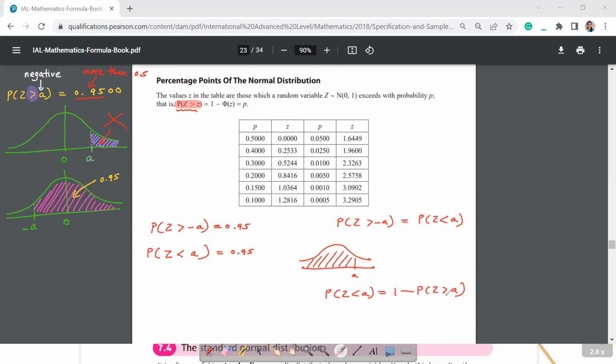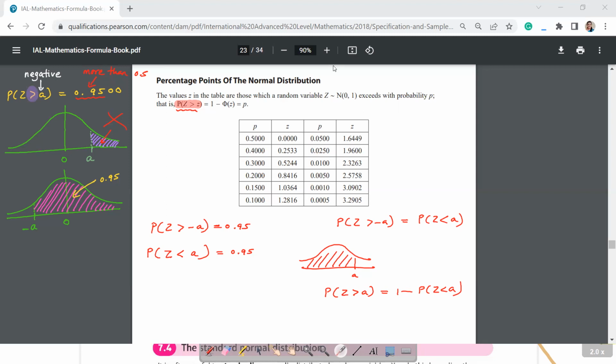I'm writing the same thing, right? I think I gave it to you the other side. The equation we learned previously was Z greater than A is 1 minus probability Z less than A. This is one of the main equations from the previous section.